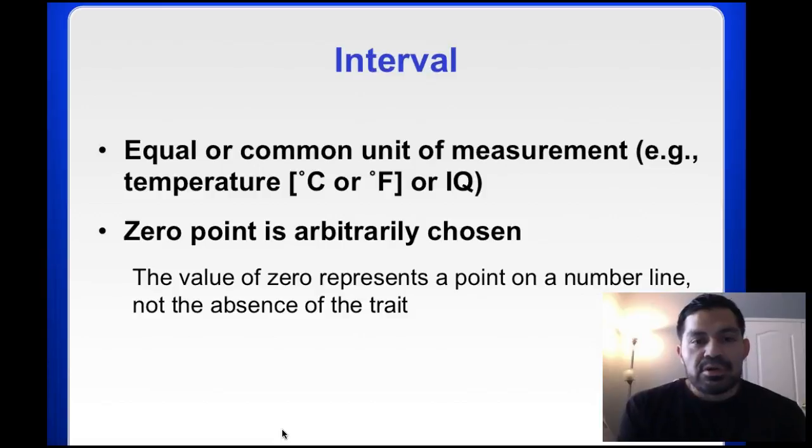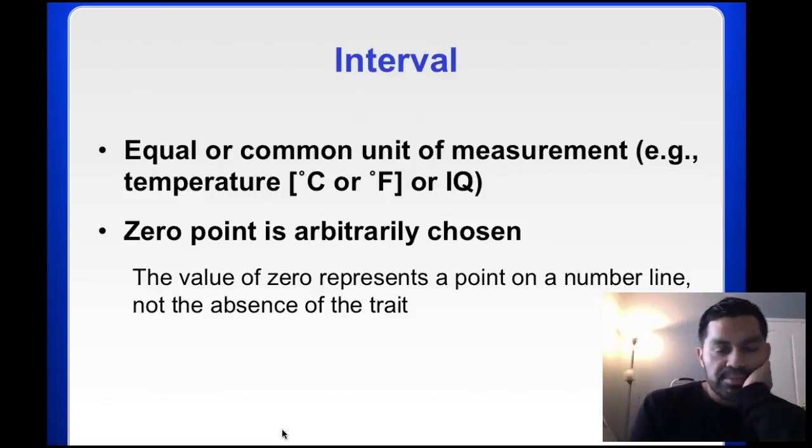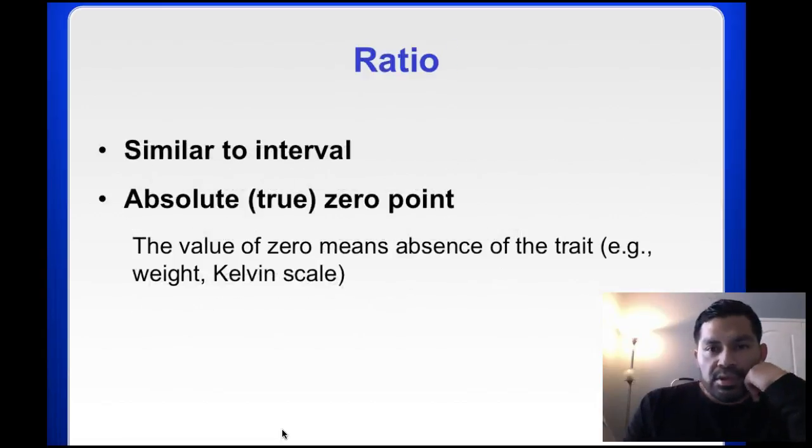The 0 point on this scale, it says the value of 0 represents a point on the number line, but not the absence of the trait. So that means that technically a measurement or a score on this could go below 0, but it wouldn't mean that there is no temperature or there is no IQ. The next one is ratio, and here it's similar to interval except that there is a 0 point. So your weight, your height, there would be a 0 there that would mean something.